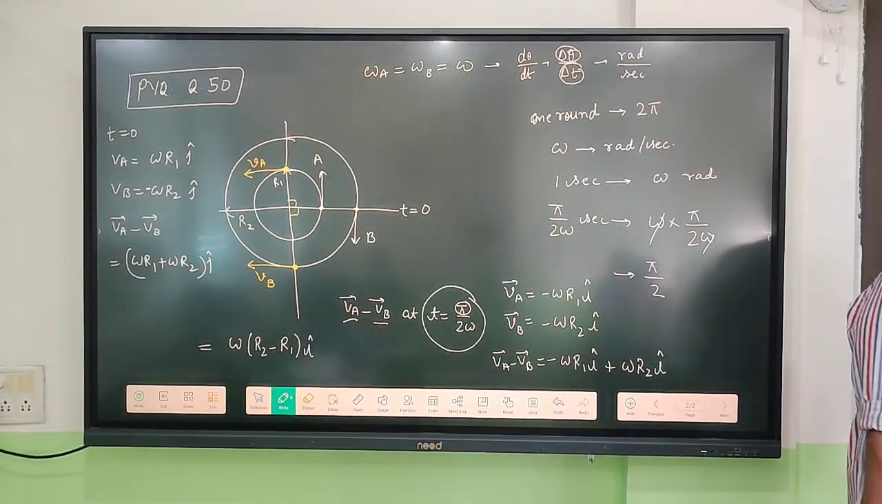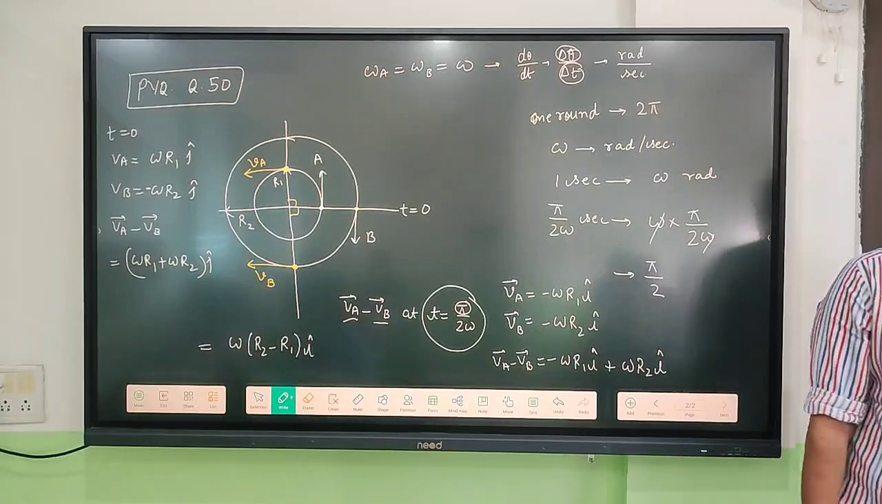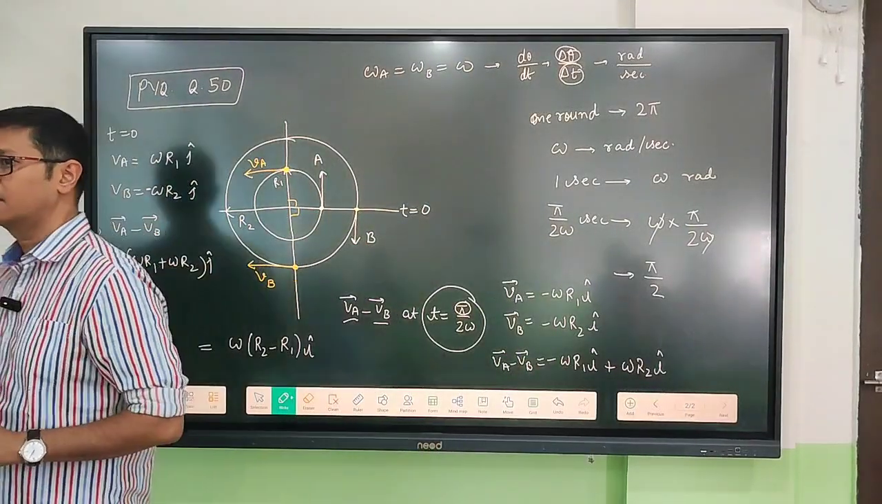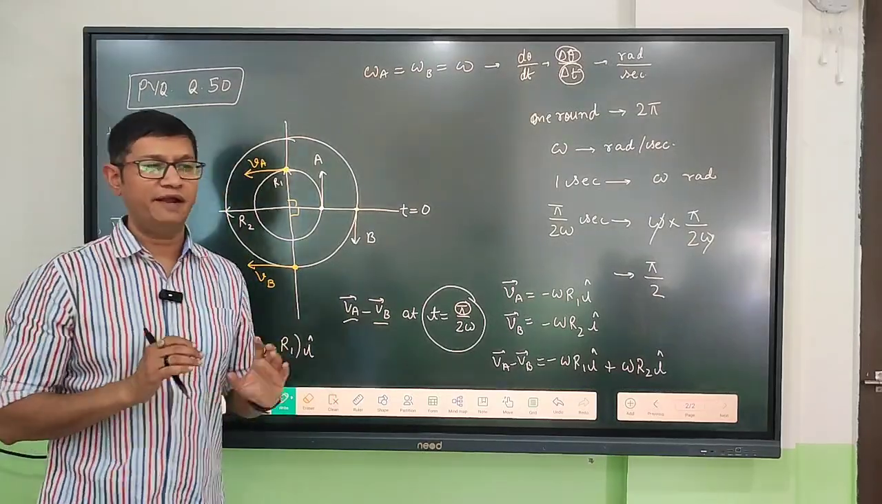It's going to be C, dear. Omega times r2 minus I1 I cap. The question is right on the money.